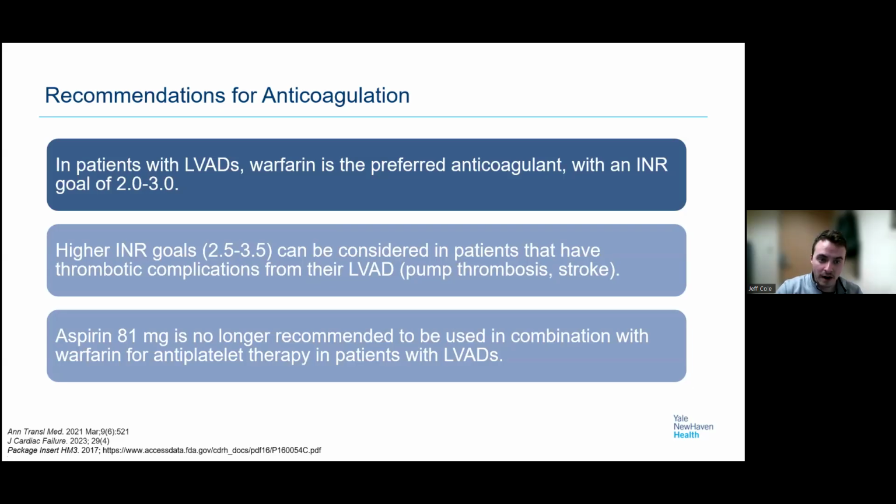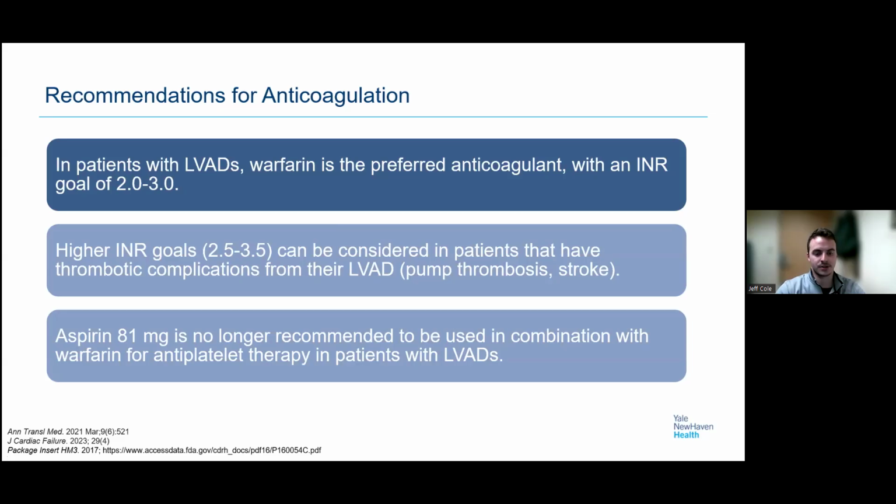Our current recommendations are that in patients with LVADs, warfarin is the preferred anticoagulant with an INR goal of 2 to 3. Higher INR goals of 2.5 to 3.5 can be considered in patients that have thrombotic complications from their LVAD, such as pump thrombosis or stroke.